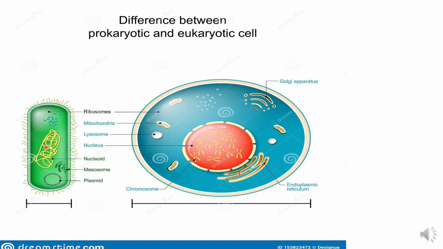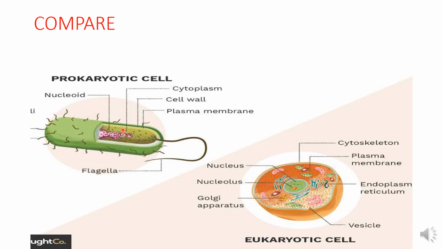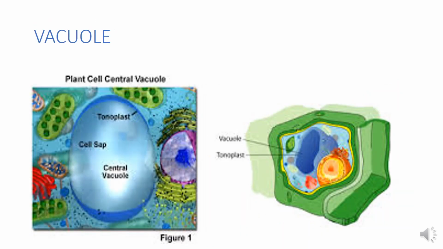Pro means primitive, karyon means nucleus. So primitive nucleus. Bacteria is the example here. Whereas in this case, apart from bacteria, all the other animals and multicellular plants have a definite nucleus in which chromosomes, chromatin network are present, and nucleoplasm, nucleolus are present. This is a prokaryotic cell. Here you can see eukaryotic cell. You can compare both of them and note the difference between prokaryotes and eukaryotes.